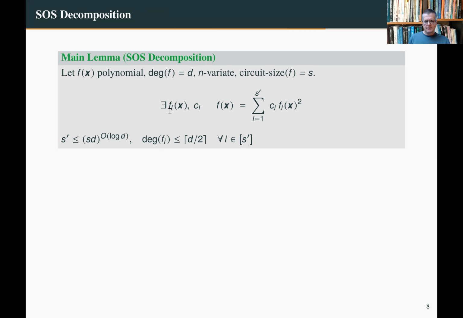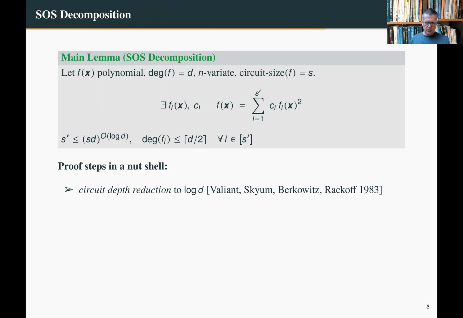and the claim is that there exist polynomials f_i and constants c_i such that we can write f that way here as a sum of squares, and the number of summands is bounded by this expression here, and very importantly, the degree of the f_i is bounded by d/2, which is half the degree of f. So let me give the main steps of how we argue to prove that lemma.